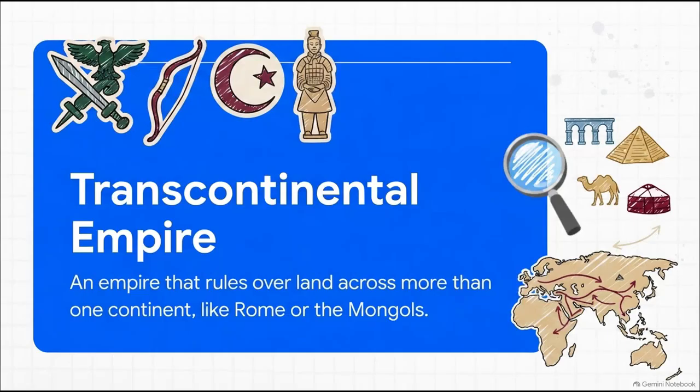Now, right before we tip that first domino, let's lock down a really crucial concept that examiners love for those one-mark questions: the transcontinental empire. Basically, this is an empire that rules over land spanning more than one continent. Think the Roman, Arab, or the massive Mongol empires.